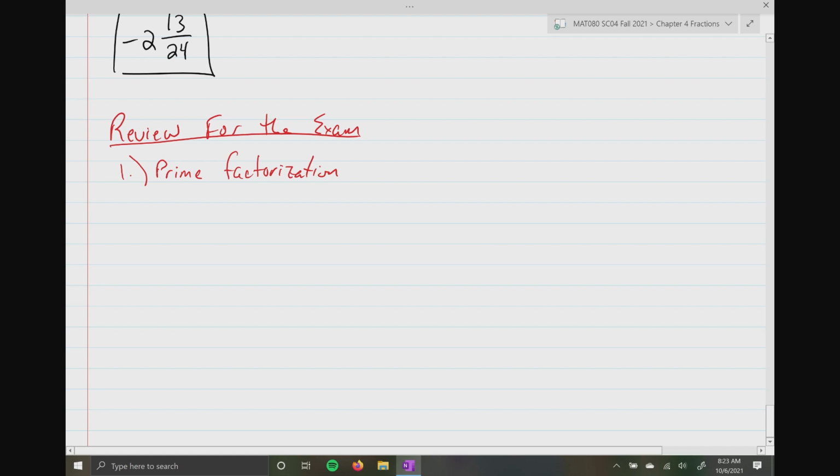You definitely want to know how to prime factorize a number. It's going to be on your test. Probably the first question. Here's the number 60. Tell me what the prime factorization is. I think number 2 goes without really without saying.